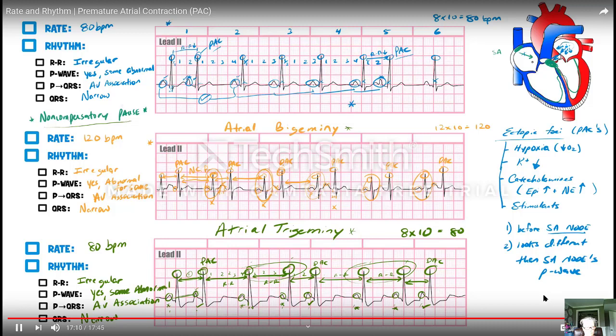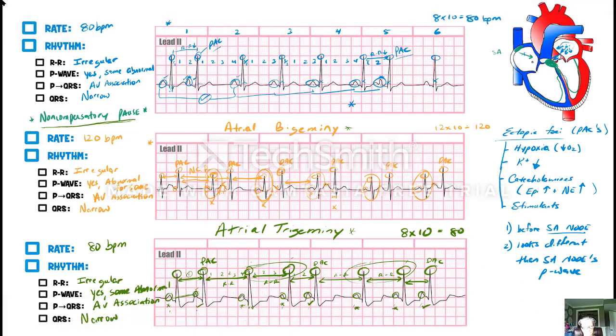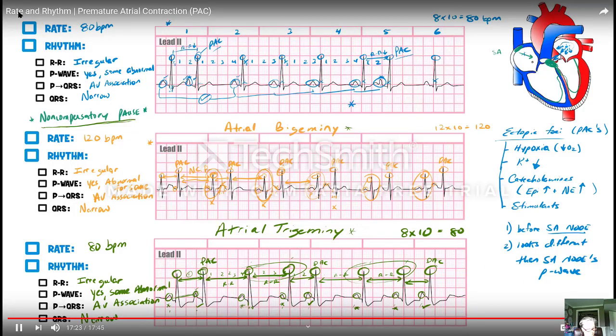But again, I want you to remember that the pause between a PAC and going into a normal P wave QRS complex, that is called a non-compensatory pause. That is important to remember because that's usually test question kind of stuff. All right, let's move on to the next EKG rhythm, which is going to be our PVCs.